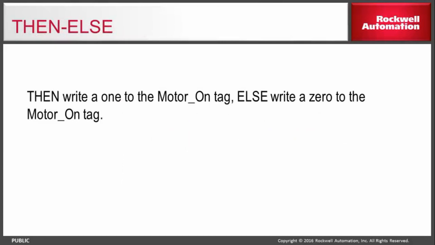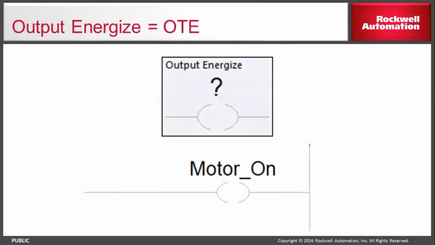Once we have the conditions translated into the ladder diagram language, we may shift our attention to the outputs found in the then-else part of the statement. Bit-level ladder diagram output instructions have two states, on or off, that are determined by whether or not the instruction has logical continuity. For an output that writes a 1 to its associated tag when it has logical continuity, but writes a 0 to its tag when it does not have logical continuity, choose the output energize or OTE instruction. For example, the output statement, then write a 1 to the motor on tag, else write a 0 to the motor on tag, would translate as shown here.